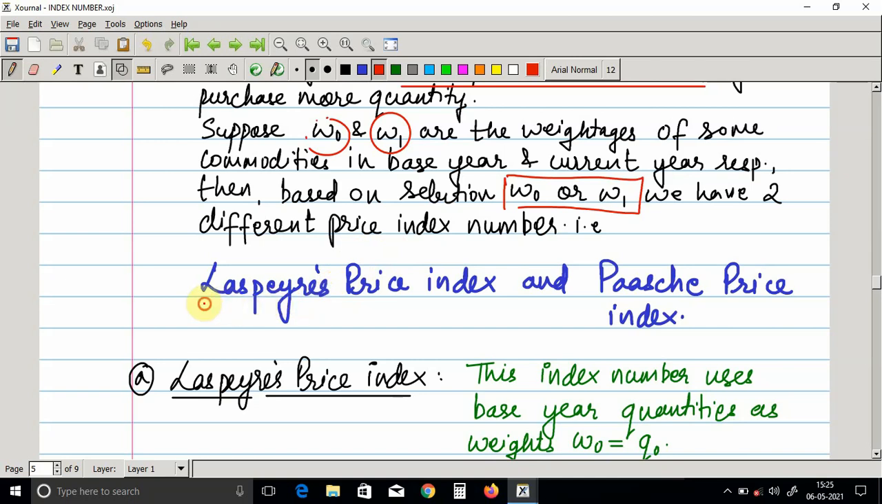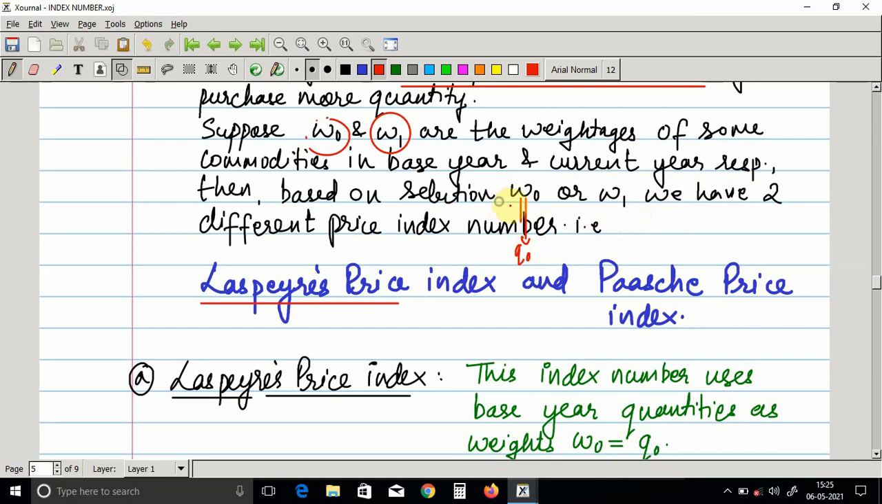So Laspeyres price index, Laspeyres quantity index, and Paasche price index, Paasche quantity index also. We will discuss only price index here: Laspeyres price and Paasche price index numbers. These two depend totally on the selection of these weights. Now, this is Q0 and this is Q1, the quantities purchased in base year and current year.